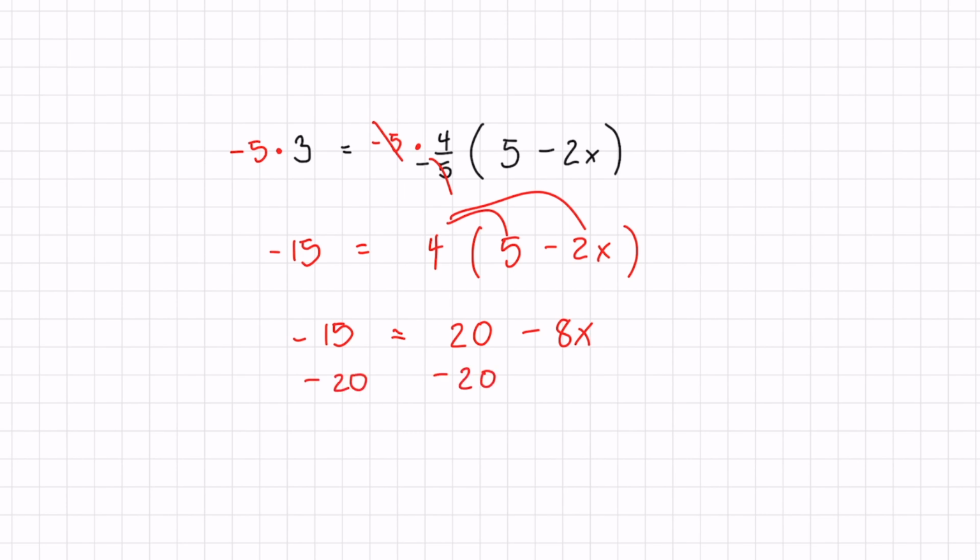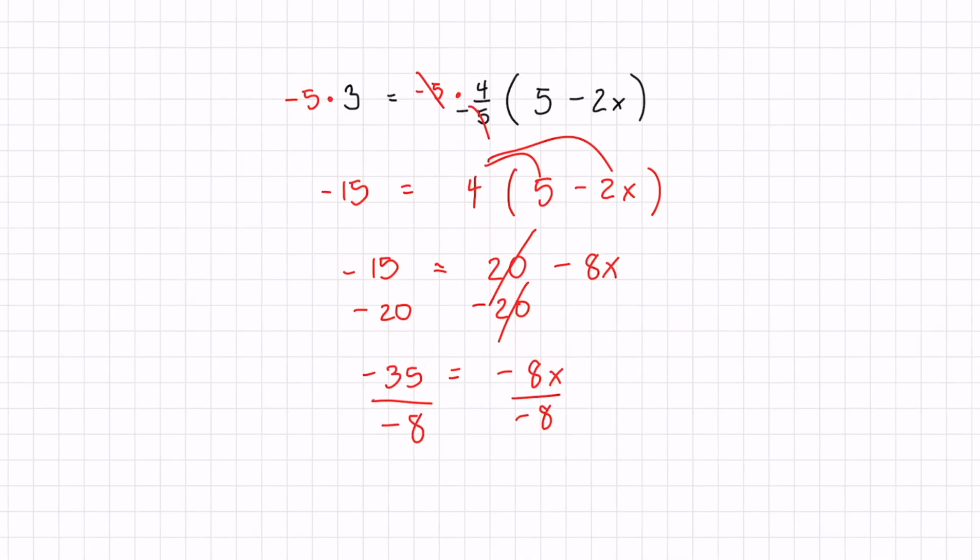Minus 20, -35 equals. Those cancel out, -8x. And once again, we will get a fractional answer. So -35 over -8, x equals 4.375. If you don't like that answer, it's also 35 over 8. And if you don't like that answer, put it as a mixed number. 8 goes into 35 at least 4 times with a denominator of 3 over 8.